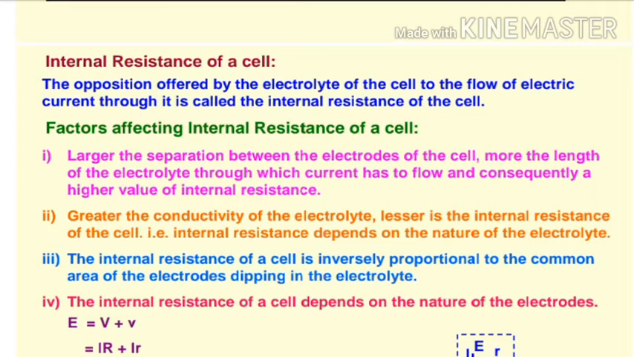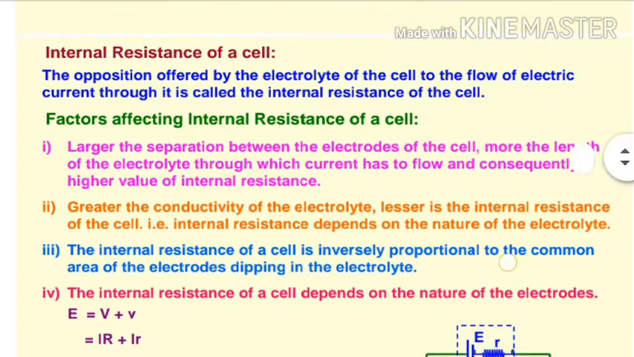So if we want to minimize the internal resistance of a given cell, then we have to place the two electrodes nearby and also dip more of their surface area inside the electrolyte, and this makes the internal resistance of the cell lesser.